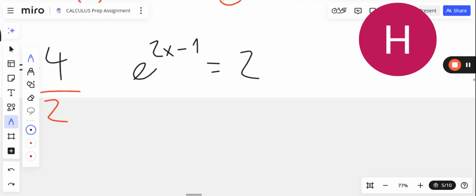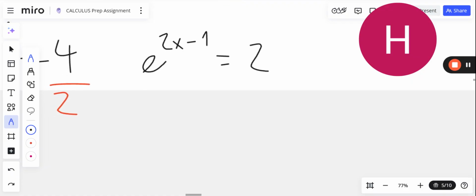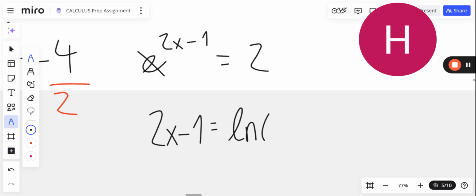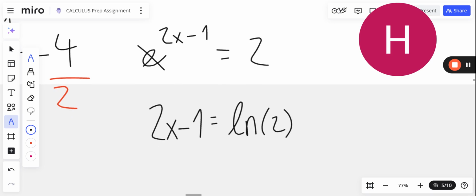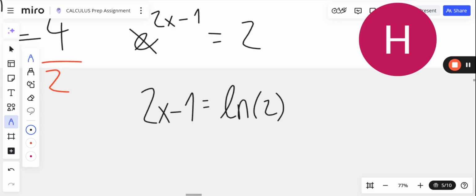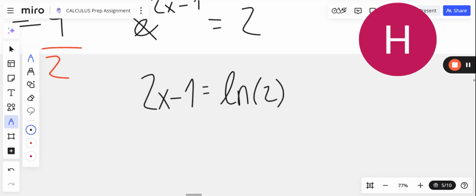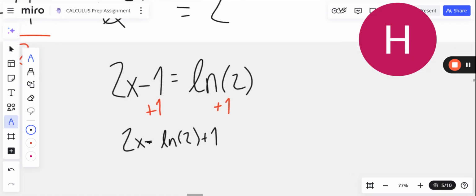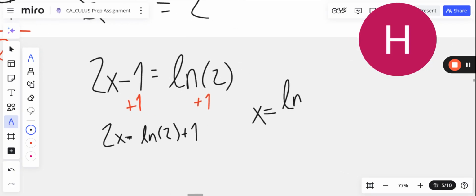So let's take a log of both sides, as we say. We're going to do ln of both sides, which cancels the e, because ln of e is just 1. And on the right side, I will have ln of 2, log base e of 2. And now I can solve this in strictly linear terms, because it's just a linear equation now. We add 1, add 1. We have 2x equals ln of 2 plus 1. And x equals ln of 2 plus 1, all over 2.